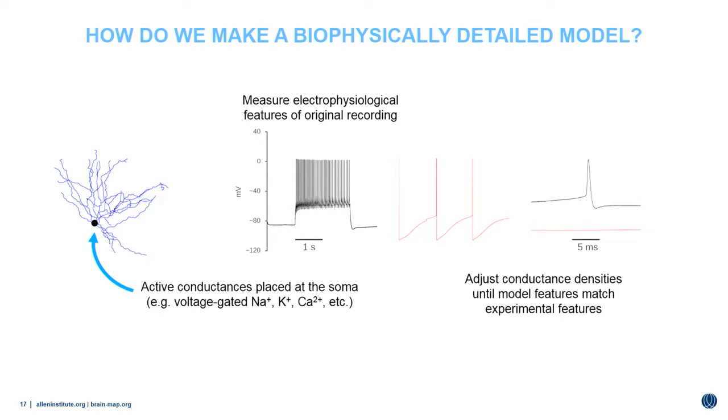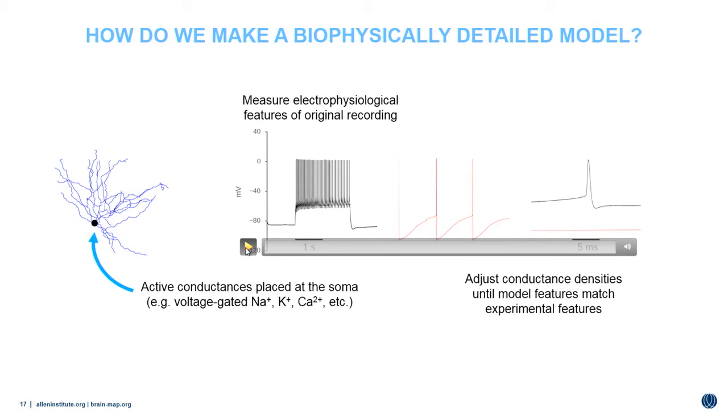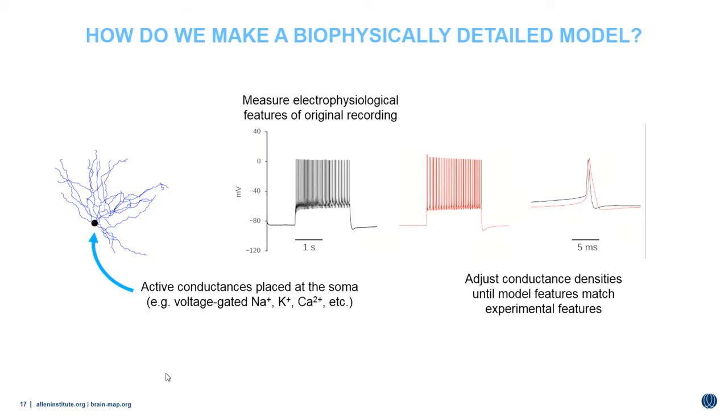So the model is in red, the experiment is in black. You can see that starting out with just a random set of conductances, we're not at all close to what the original cell looks like, but through an optimization procedure that Corinne just alluded to, we can iterate toward a solution that looks much more like the original recording. So you can see now the overall firing pattern is much more similar and the overall spike shape is much more similar to the original cell.